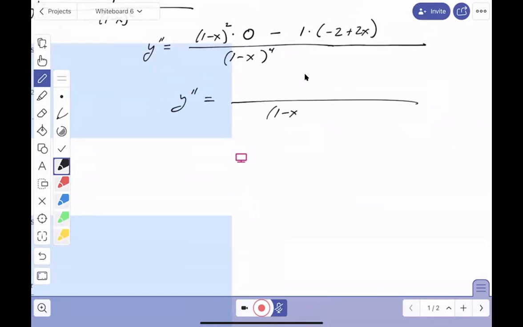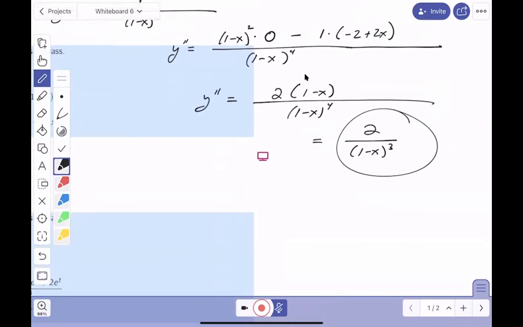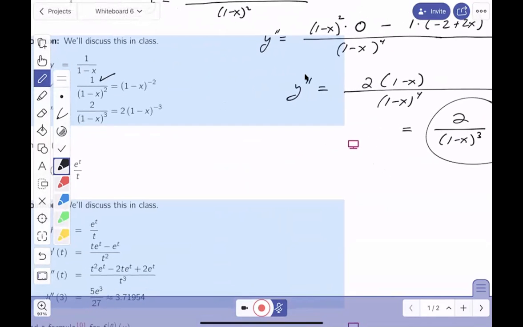1 minus x to the 4th. And what do you get over there? You would get 2 times 1 minus x. And what does that simplify to? 2 over 1 minus x cubed. I'm going to say it's the second derivative. Let's take a look. And I got it.